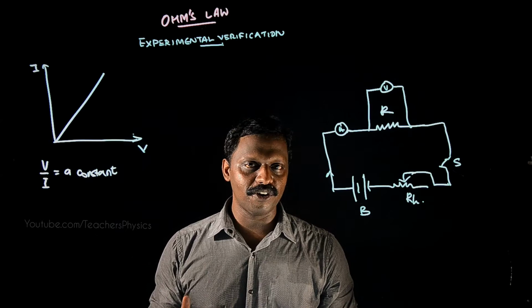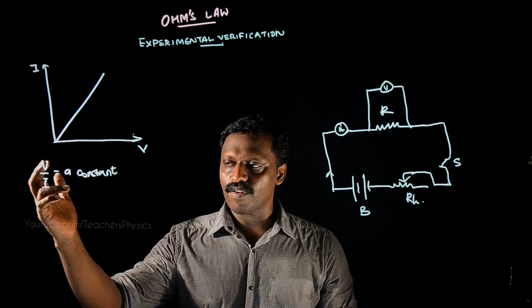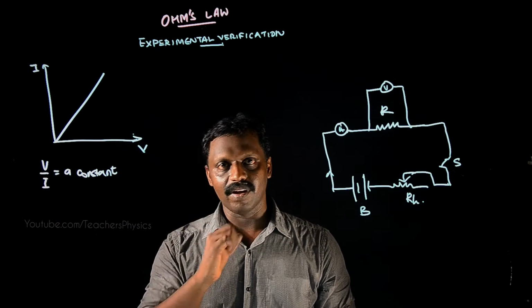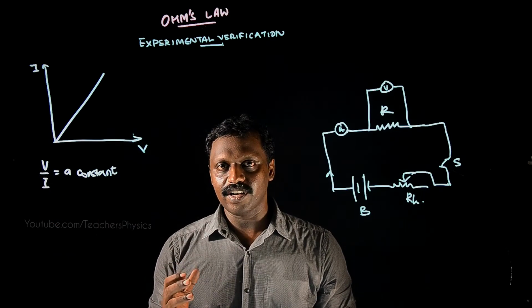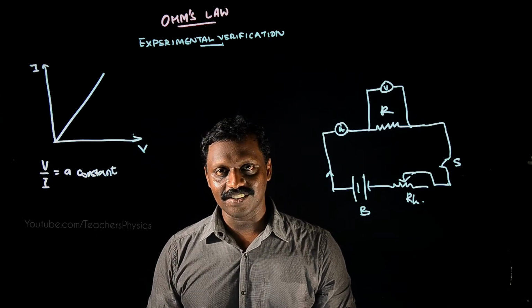If you don't need to draw a graph, you can obtain the ratio of V to I from the noted values, and if it is found to be a constant, then also Ohm's law is verified.